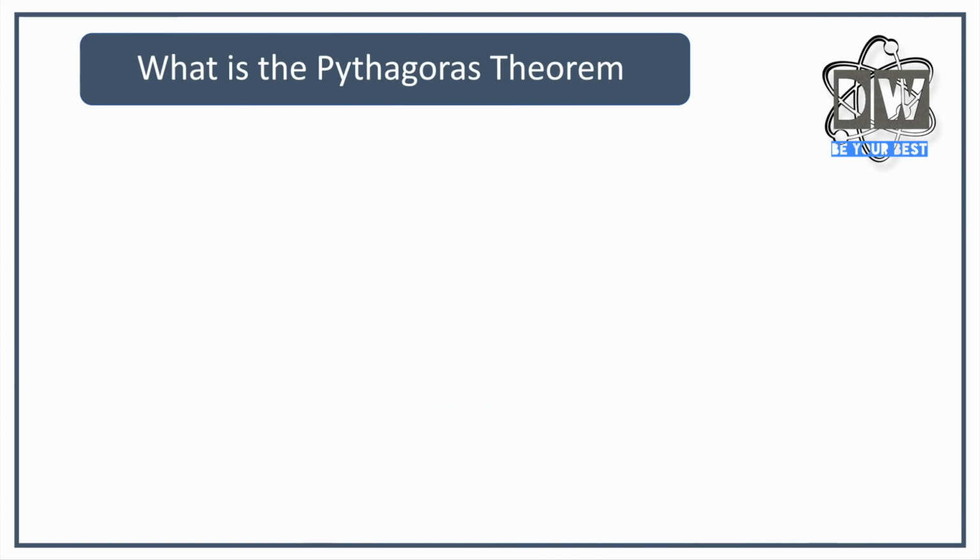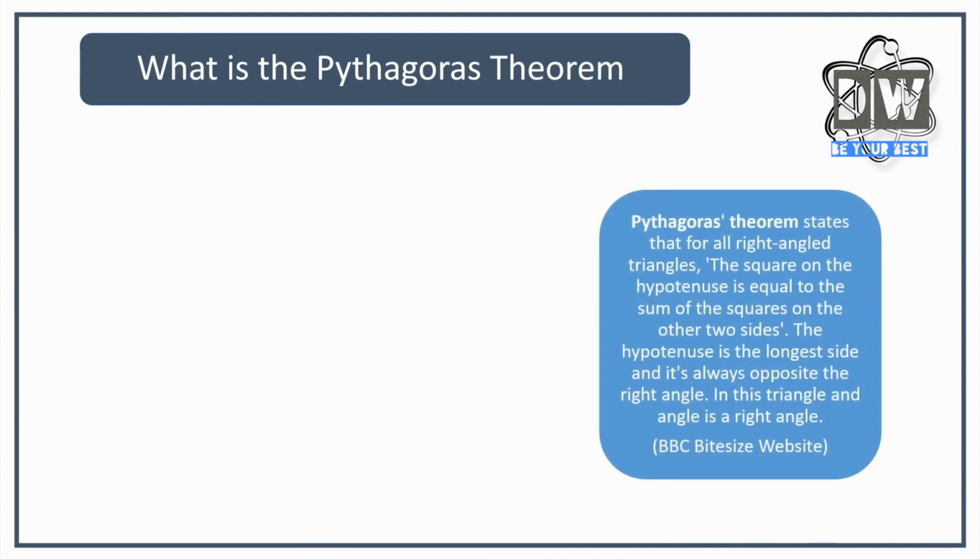Okay, so what is the Pythagoras Theorem? First of all, the Pythagoras Theorem states that for all right-angled triangles, the square of the hypotenuse is equal to the sum of the squares of the other two sides. Now I'm going to explain that a little bit more. The hypotenuse is the biggest, or the greatest length, and it's always opposite the right angle.